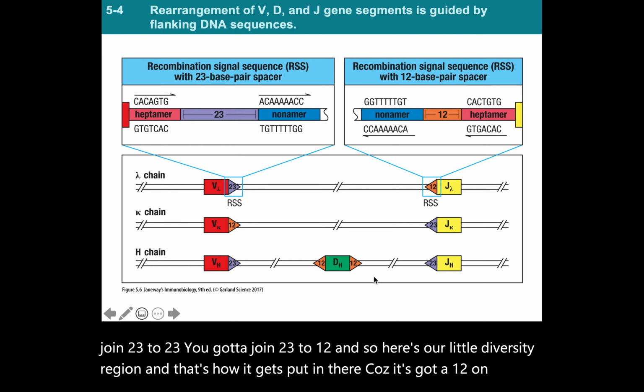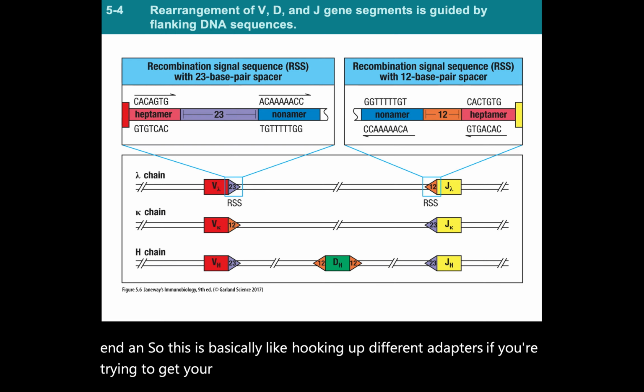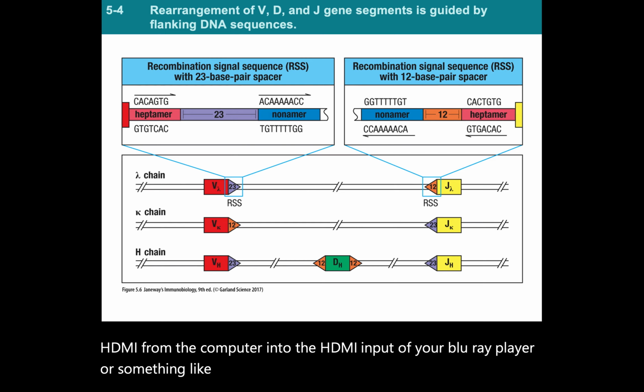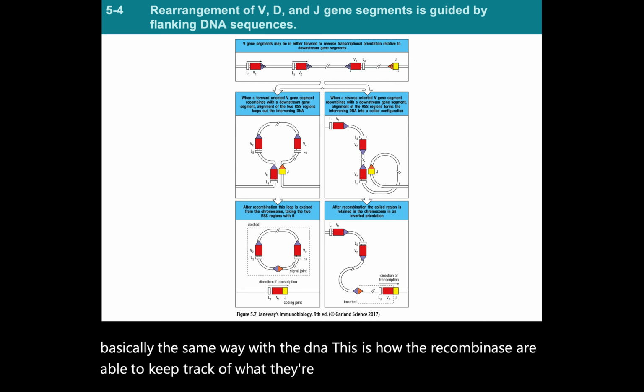And so this is basically like hooking up different adapters if you're trying to get your HDMI from the computer into the HDMI input of your Blu-ray player or something like that. You need a certain set of cables, and it's basically the same way with the DNA. This is how the recombinases are able to keep track of what they're doing and do it properly.